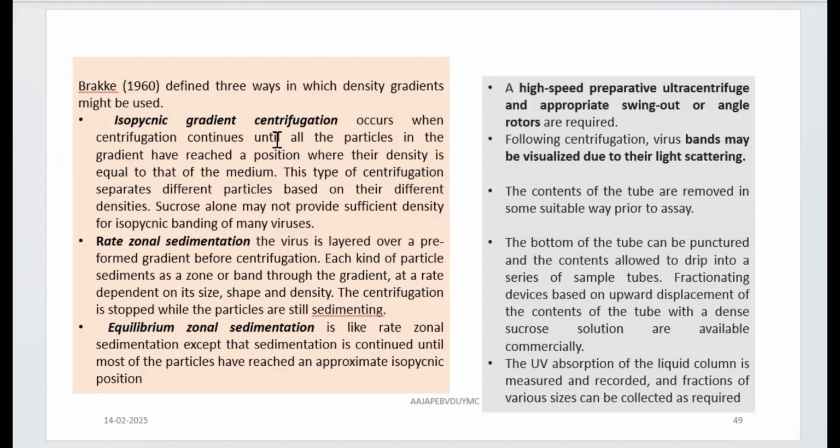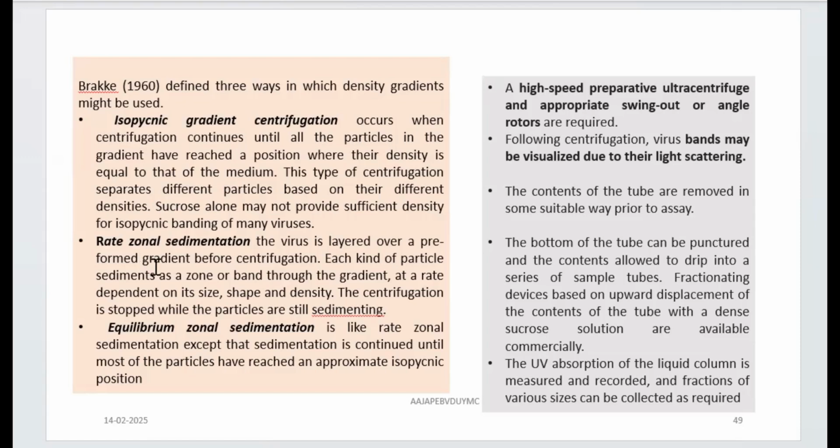That's it. So, in isopycnic centrifugation, it continues until all the particles in the gradient have reached a position where their density is equal to the medium, and this type of centrifugation separates different particles based on their different densities. Sucrose alone may not provide sufficient density for isopycnic banding of many viruses. So an example is you can use it for a separation of viruses, but again you have to choose an appropriate gradient. But what is the point? The particles are going to get to a particular location where the density of the particle matches the density of the liquid at that position, and it is going to form a band.